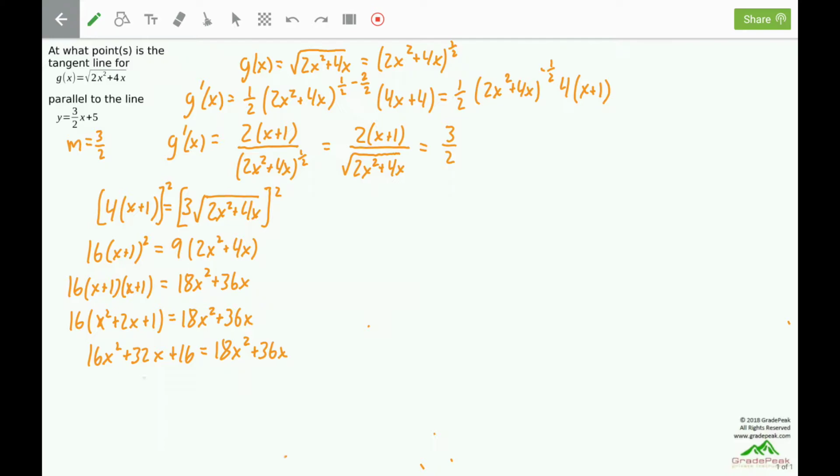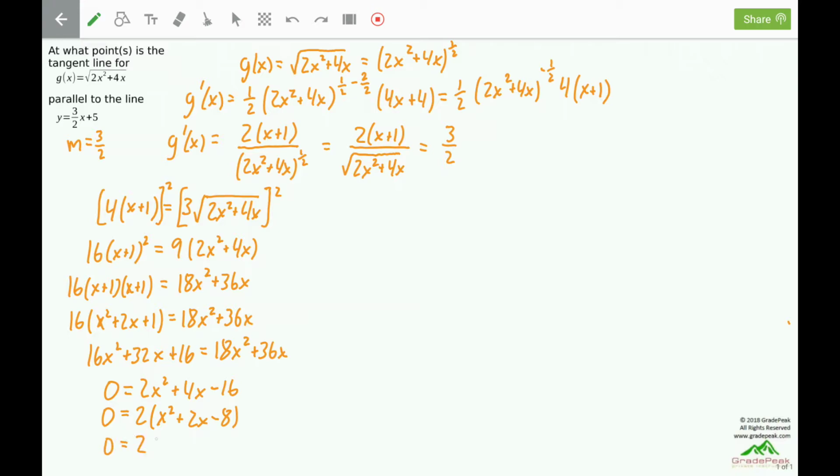Let's bring all the terms to one side. I will subtract them all to the right side. 18x squared minus 16x squared will be a 2x squared. 36x minus 32x will be a positive 4x, and then we will bring the 16 over, which will be a negative 16. And that way I keep my x squared term positive. So we've turned this into a trinomial quadratic equated to 0. We now are going to be able to factor that trinomial quadratic. We can start by factoring a 2 out. It does have a common factor of 2, and that will leave x squared plus 2x minus 8.